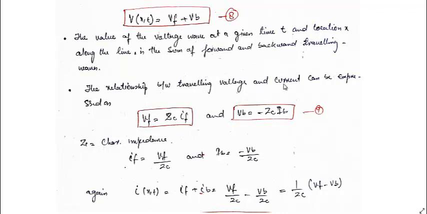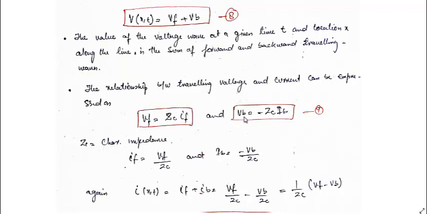The relationship between the traveling wave and the current can be expressed as Vf is equal to Zc into If. Because the traveling wave, when it travels along the line, sees Zc as its impedance. Because of this Zc, some current will also flow through this transmission line in the form of a traveling wave, and that forward current and voltage are represented by Vf is equal to Zc into If.